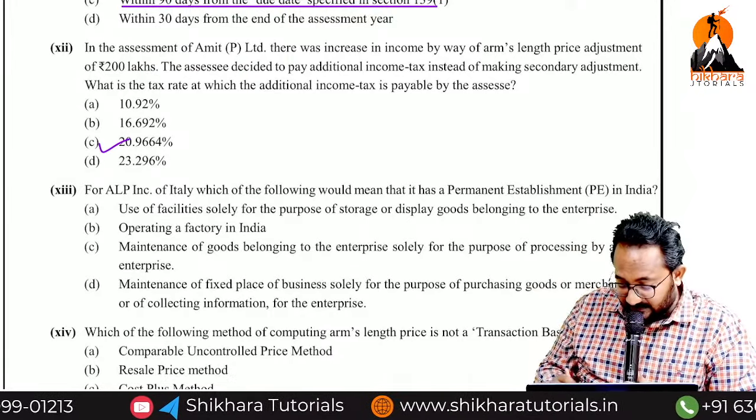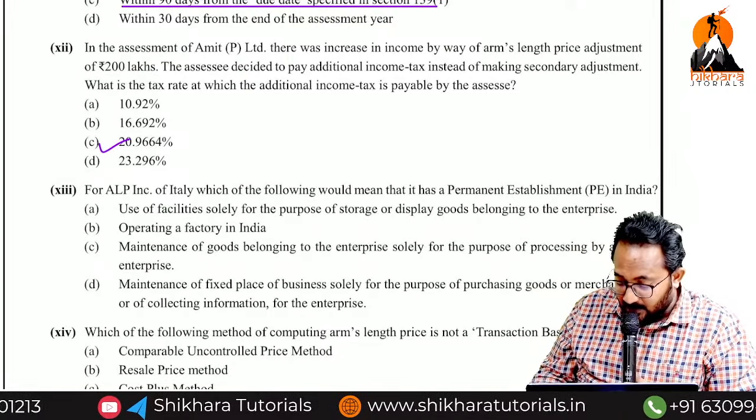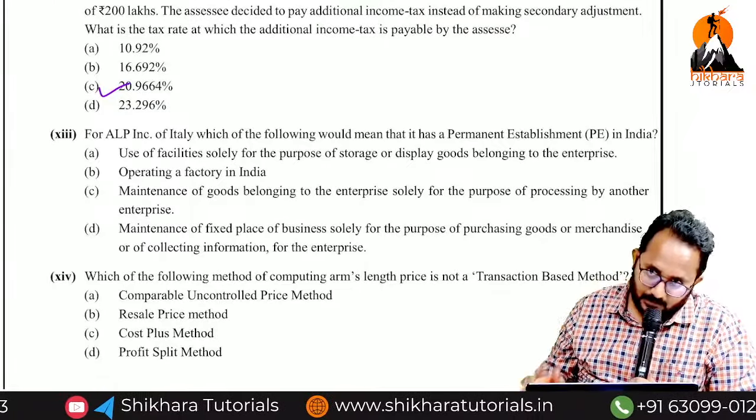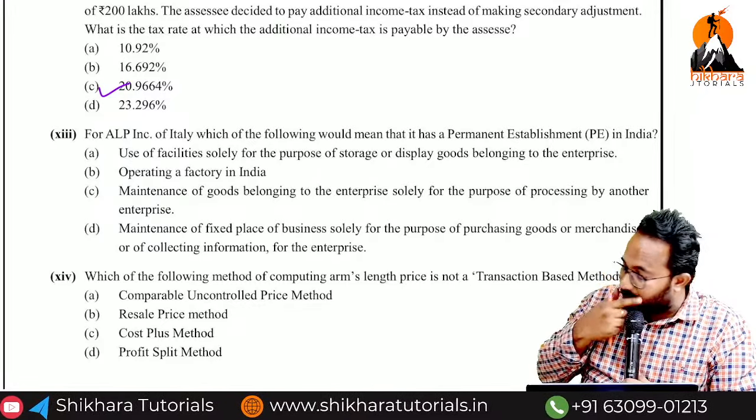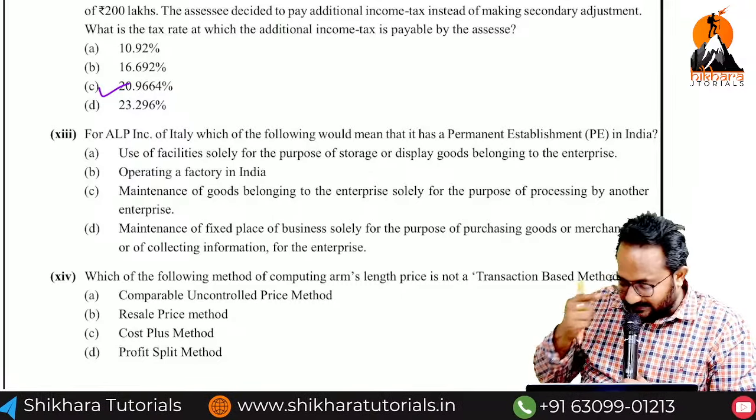What is the secondary adjustment interest rate, the additional income tax rate? 20.9664%. In order to escape the secondary adjustment, yes, you can escape. You can pay the additional income tax at the rate of 20.9664%.